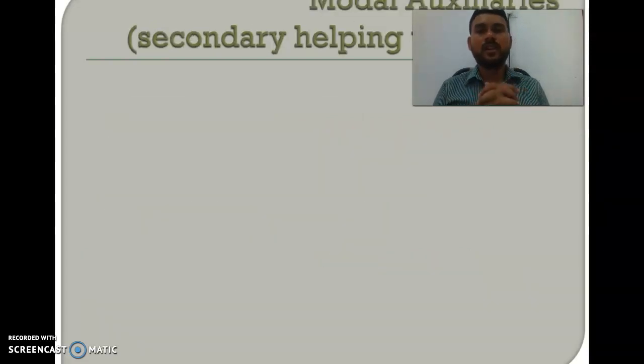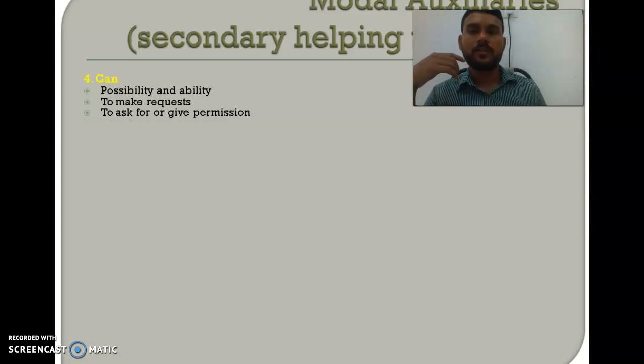The next one is secondary helping verbs. They are 14. Can. Can is actually used to give possibility and ability of something, and it is also used to make some requests. It is also used to ask for or give permission.